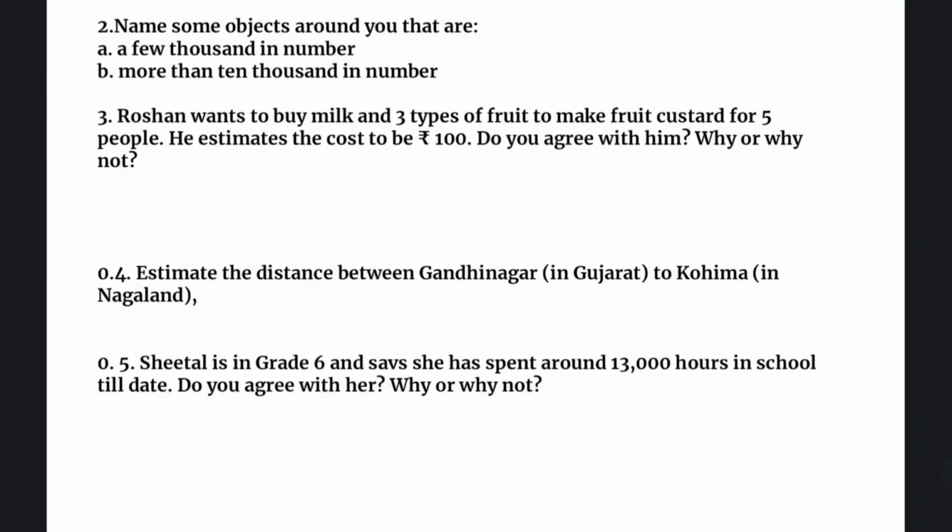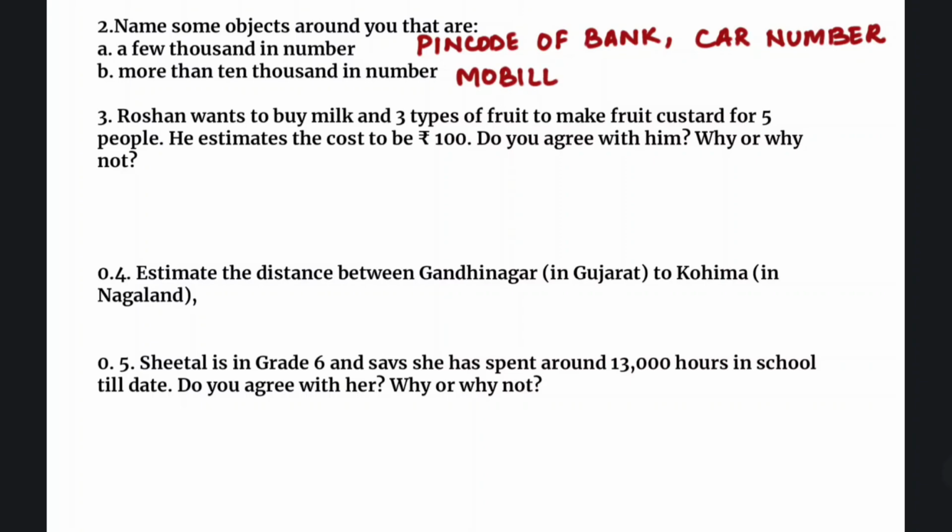Name some objects around you that are a few thousands in number. So we have the pin code of a bank. Car number is also a 4-digit number. More than 10,000 in number: mobile number, any mobile number that is 10-digit. UPI codes are also more than 10,000 in number.